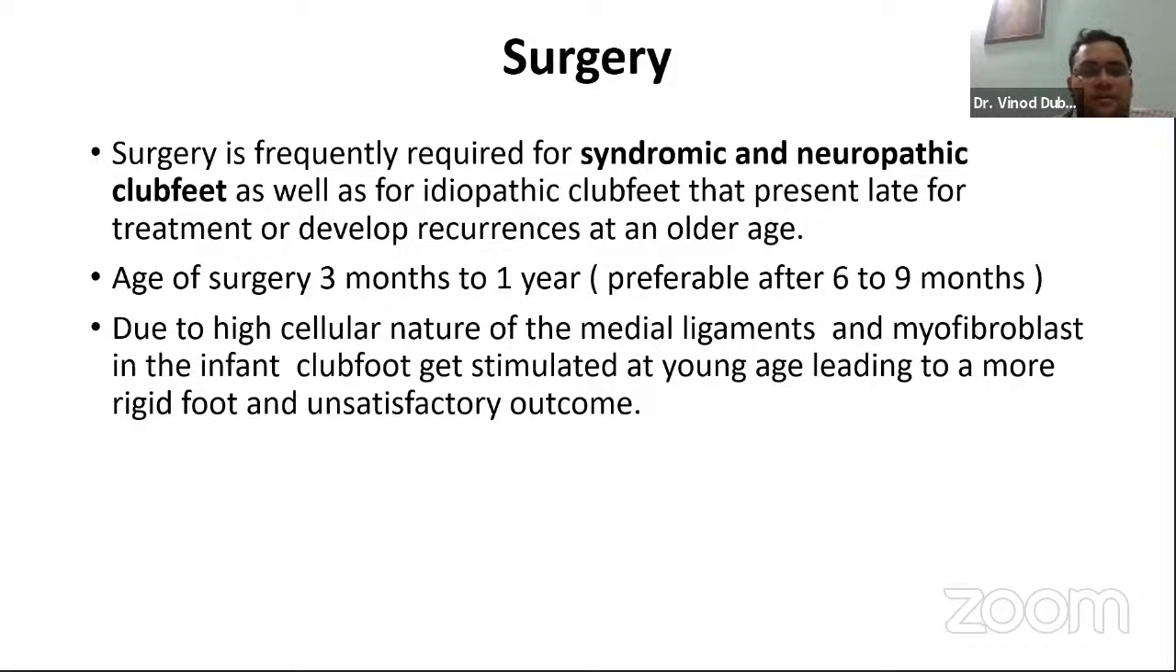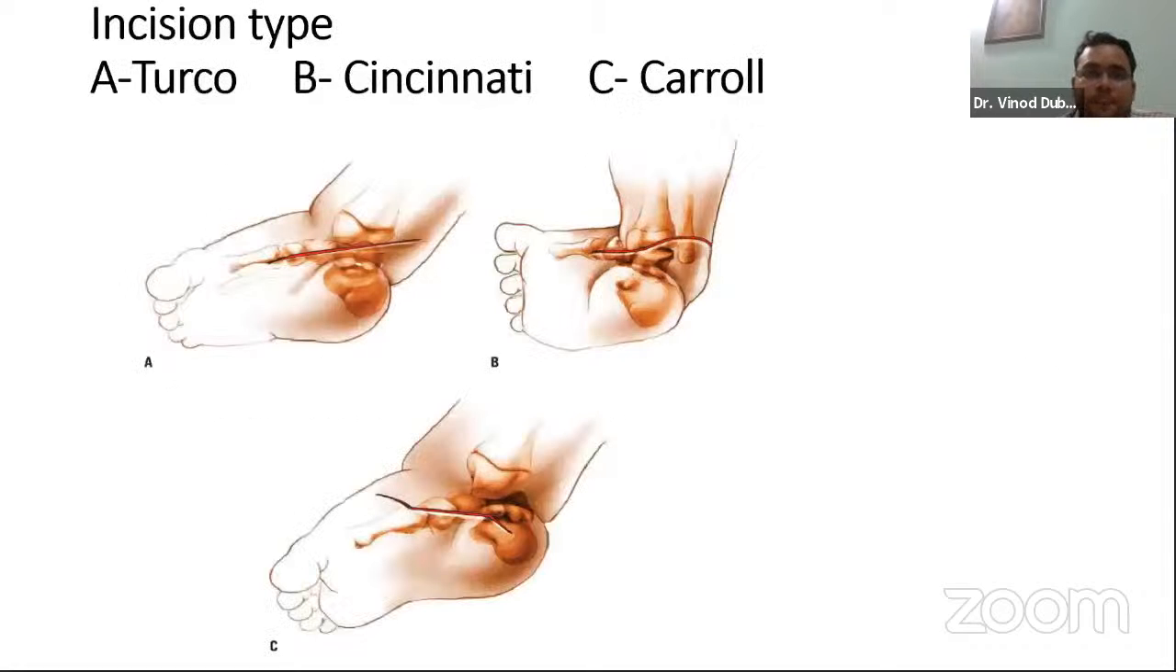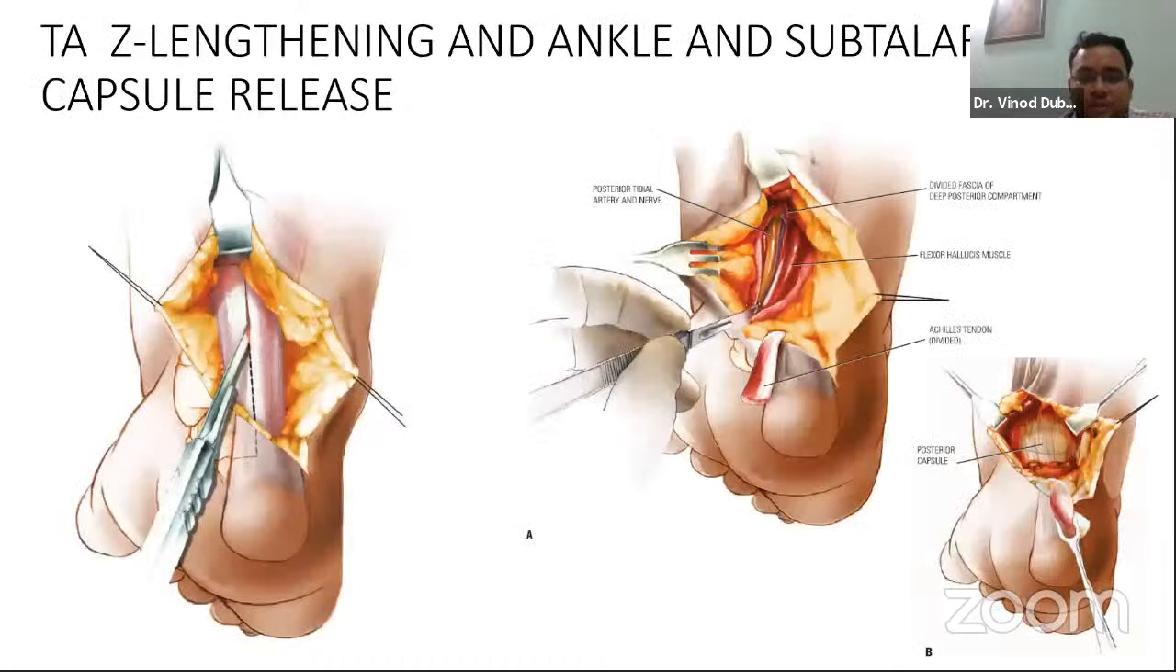And I avoid less than 3 months, because it leads to a very ugly scar, and due to the cellular nature of the ligaments and myofibroblasts, it is not a very good outcome if operated less than 3 months. There are different methods of doing incision like Turco, Cincinnati, Carroll, and what I do is close to the Turco method, where we do posterior medial release, and we release the medial structures, lengthen medial tendons, the subtalar and talonavicular joint capsules are released, and then TA tenotomy and TA lengthening as well.